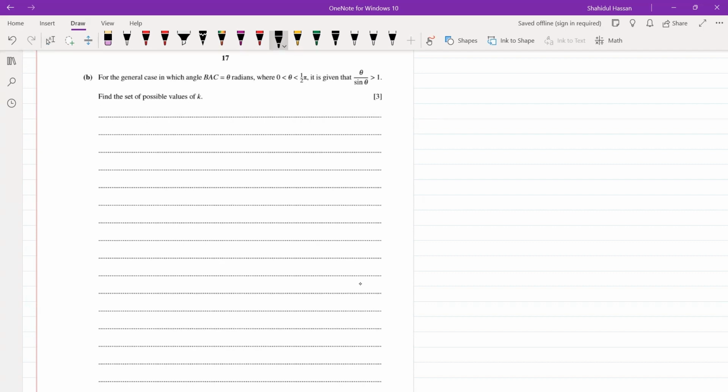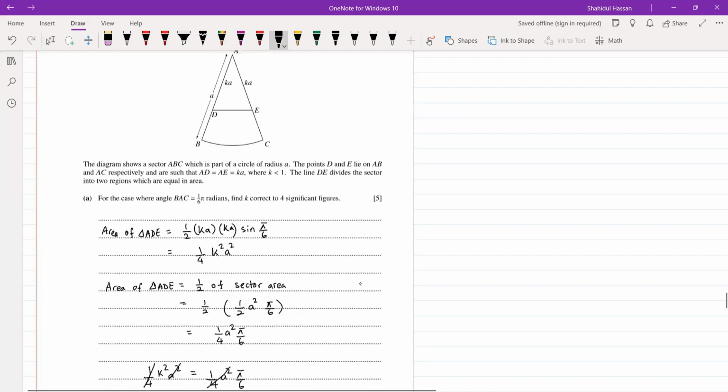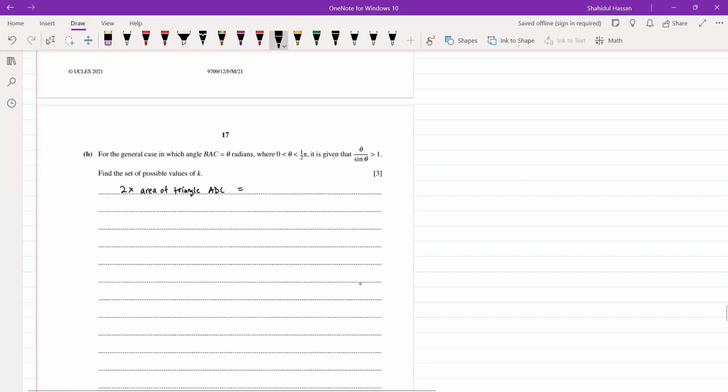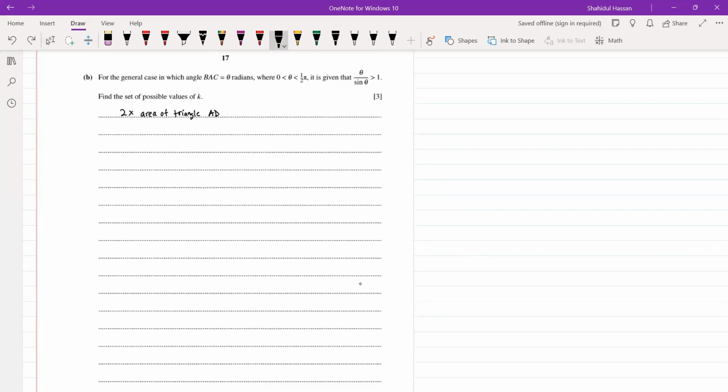The sector area, this time we can say the sector area can be written as 2 times area of triangle ADC. This is your sector area, isn't it? ADC, yeah. Sorry, it should be ADE. And they should be equal to the sector area.